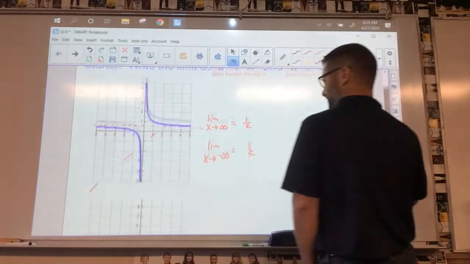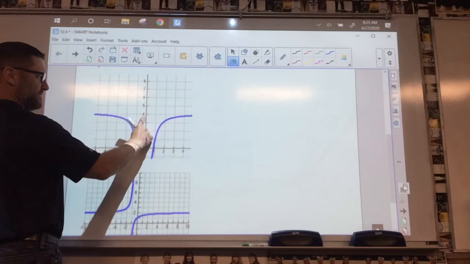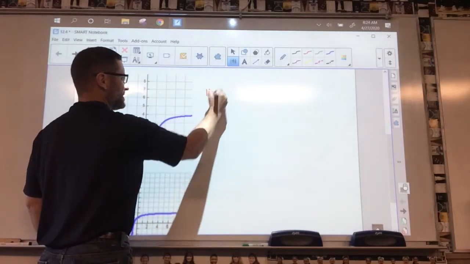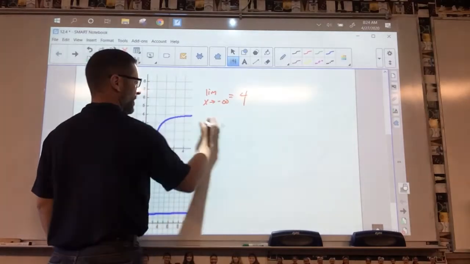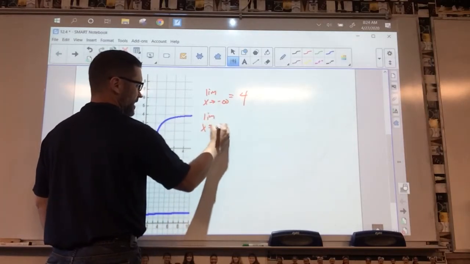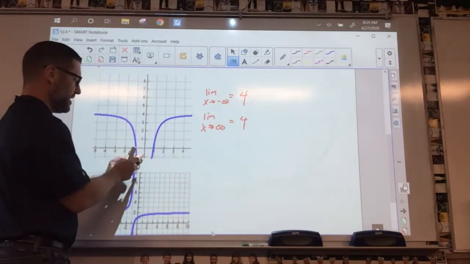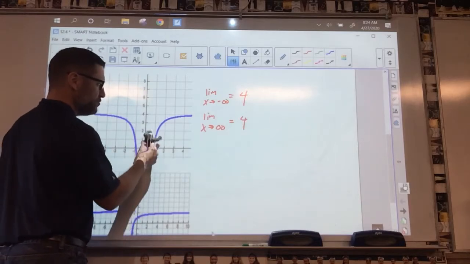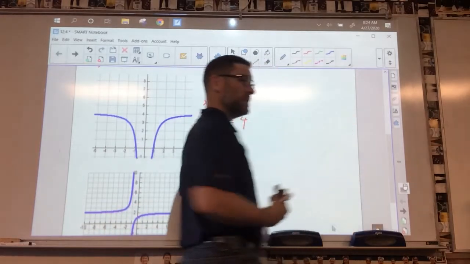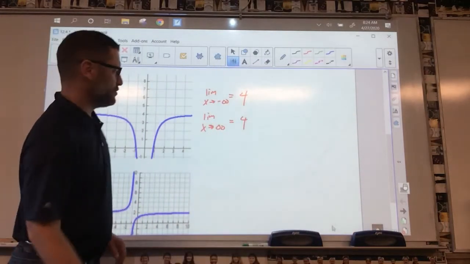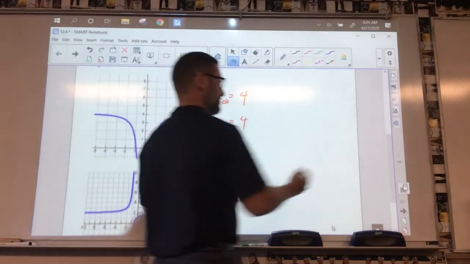Let's do some more. Okay, here we go. As I go to the left forever, it looks like there's an asymptote at 4. So the limit as x goes to negative infinity is positive 4. And the limit as x goes to positive infinity is also positive 4. Here's Donkey Kong again. Let's send him to the right. He's approaching infinity. He's getting closer and closer to 4. As he approaches infinity, he's going to approach 4. As he approaches negative infinity, he's going to approach 4.